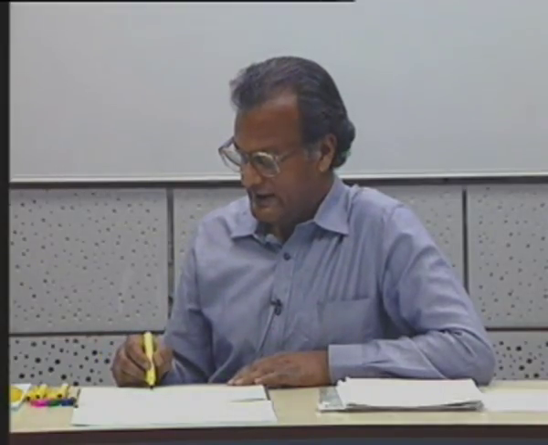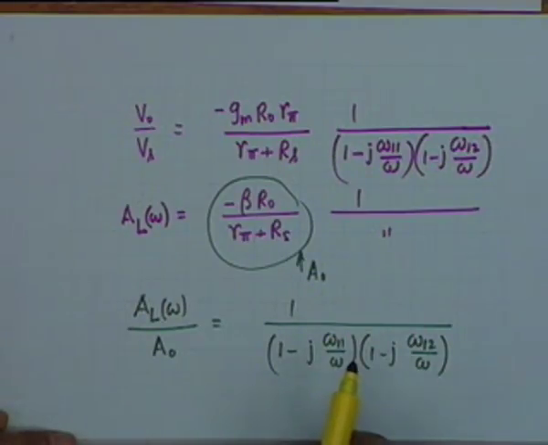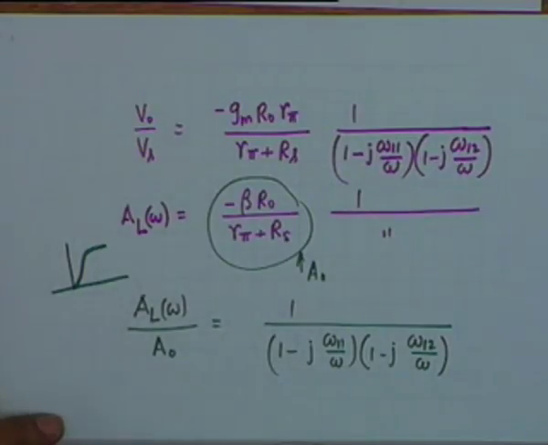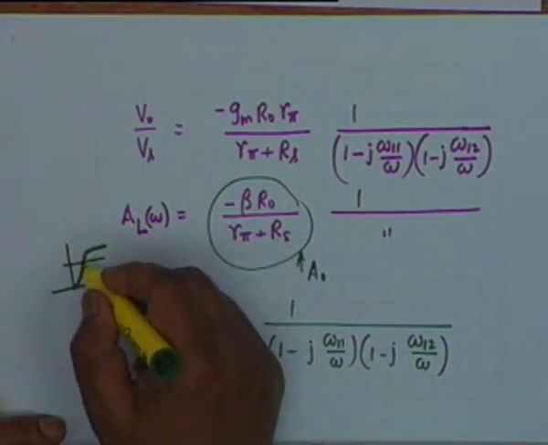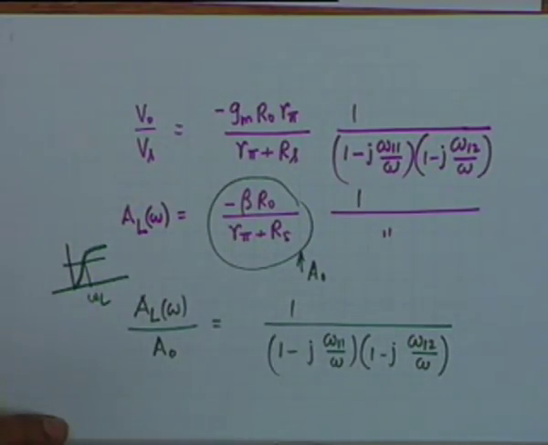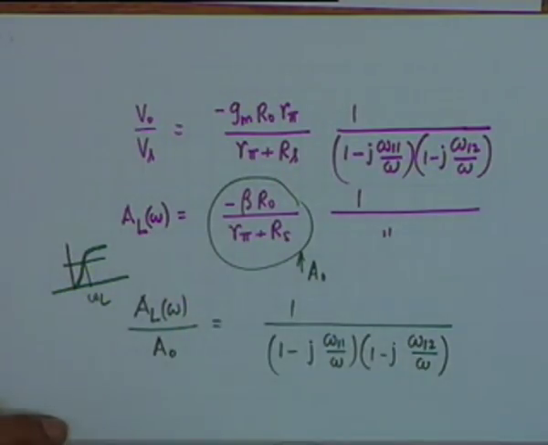When omega becomes large compared to omega 1 1 as well as omega 1 2, the gain becomes 1. It simply becomes 1, right? And therefore it does explain the rise of gain from 0 to the mid band value A0. The question now is, where is omega L? What is the frequency at which the gain is 3 dB down the mid band value, 3 dB less than the mid band value, or 1 by root 2 times the mid band value?